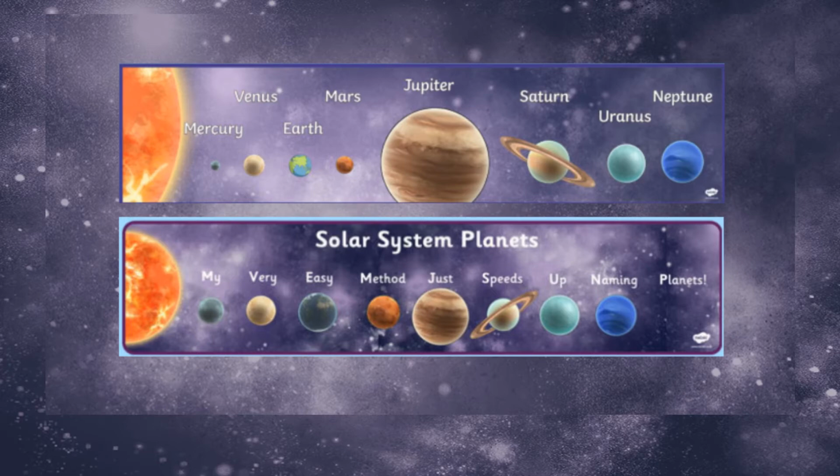Write that down if it helps. Write down the order of the planets. You could take a photo or a screenshot of this to help you remember the order of the planets. And I really hope that is helpful to help remember the order.